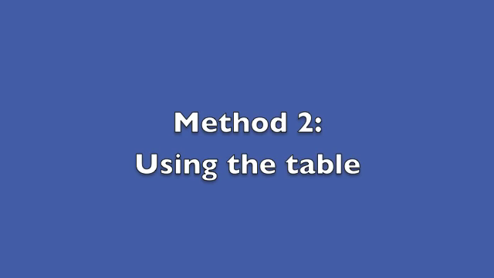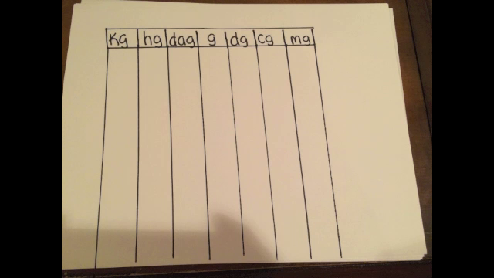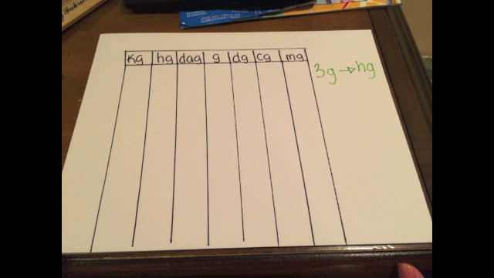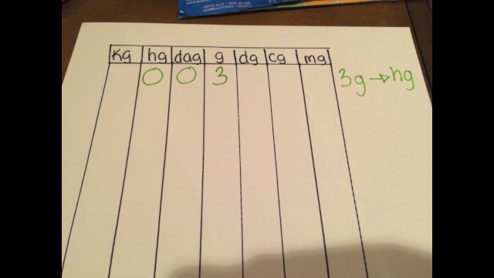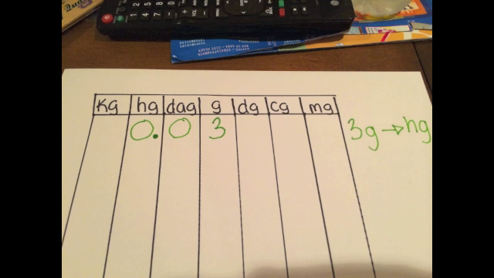The second method of conversion uses a table ranging from kilograms to milligrams. Let's start by converting 3 grams to hectograms. Take your starting quantity, which in this case would be 3, and place it in the according column for your initial unit. Then simply add zeros in either direction until you reach the unit that you are trying to convert to. Then place a decimal point to the right of the number in the column to the unit that you're trying to convert to. Your answer should be 0.03 hectograms.